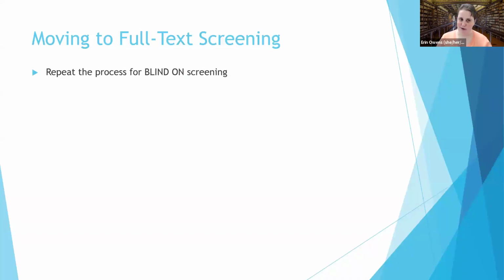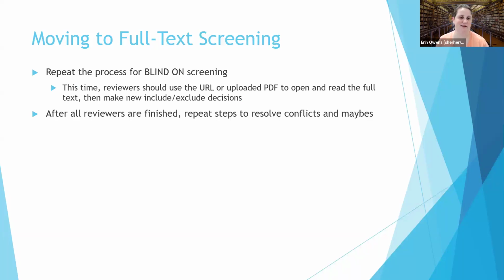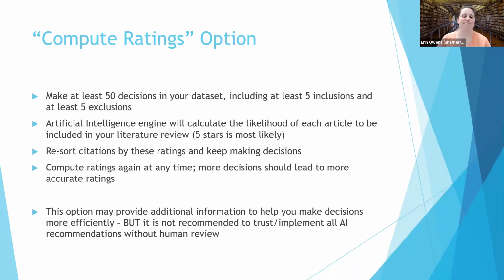We repeat the process with blind on screening, going through and reading the full text and making new decisions. Again, we kind of go through the process to resolve all of our conflicts. We get everything to a clear include or exclude. And now we have our final citations set for analysis.